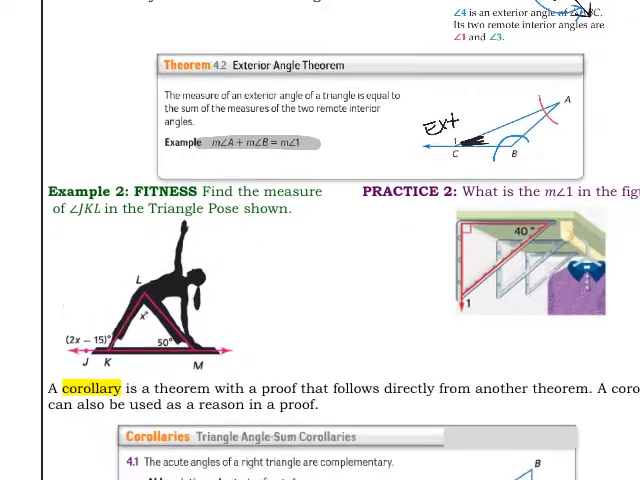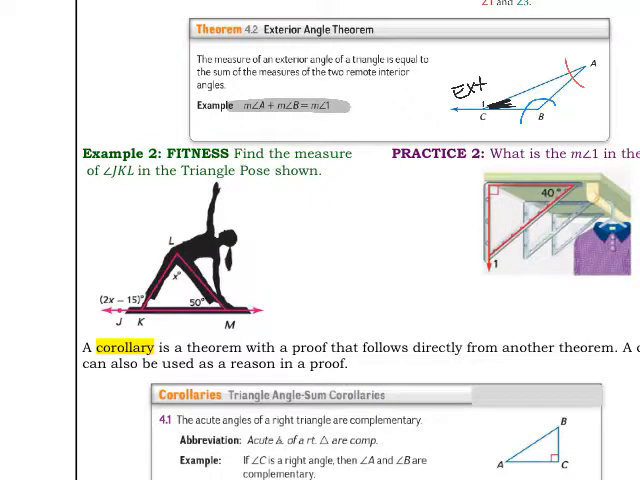So here we have this lady stretching or posing or whatever she's doing. We're going to set it up the exact same way the formula wants me to. This is your exterior angle, and you're going to take the two angles that are furthest away from it. Let me zoom in here.